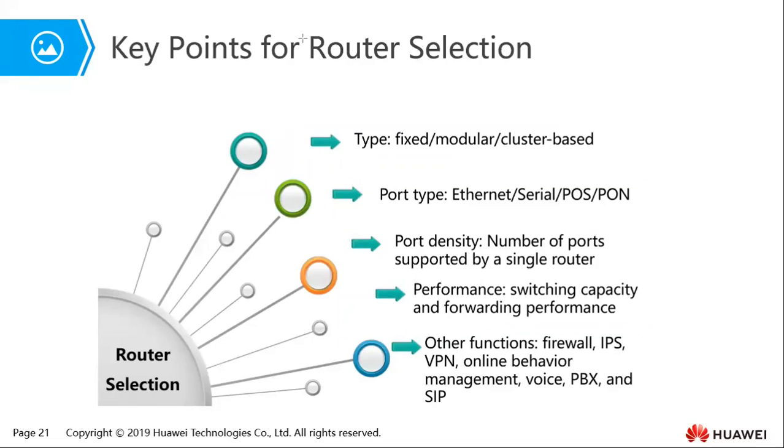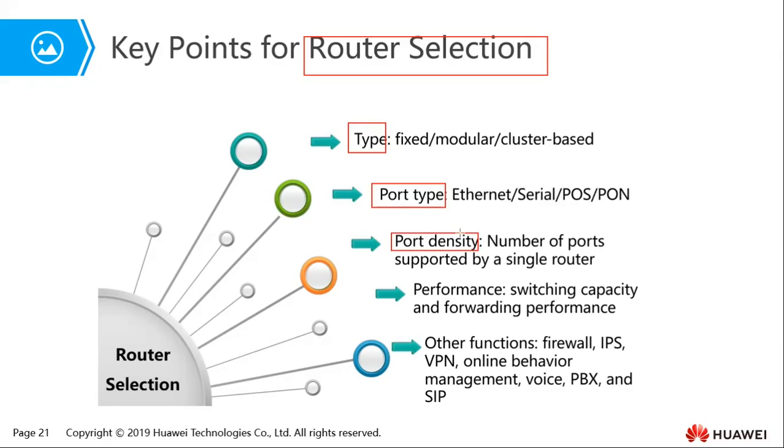Routers: when you want to buy a router, what do you look at? Not very different from a switch. Again, type: is it fixed, modular, or cluster based? The port type: does it provide Ethernet, serial ports, POS (packets over SONET), or PON (passive optical network) ports? Depending on how you are connecting, especially to your ISP, you need to consider this. We're going to see ways in which you can connect and which ports are needed. In the meantime, just be aware that we have Ethernet ports, serial ports, POS, and PON. We're going to see later how each one of them is used.